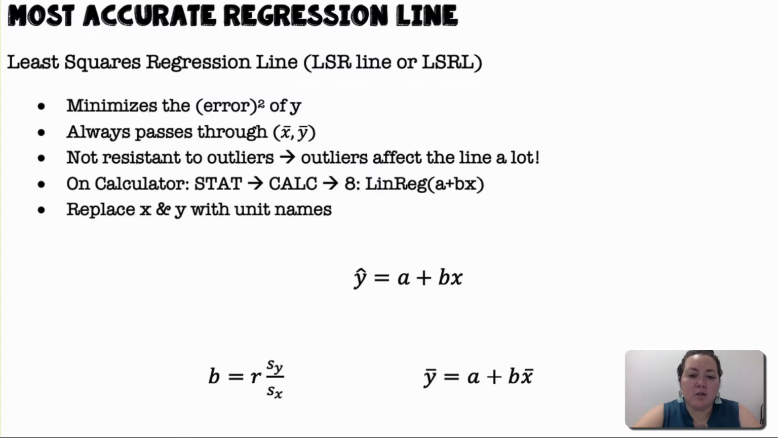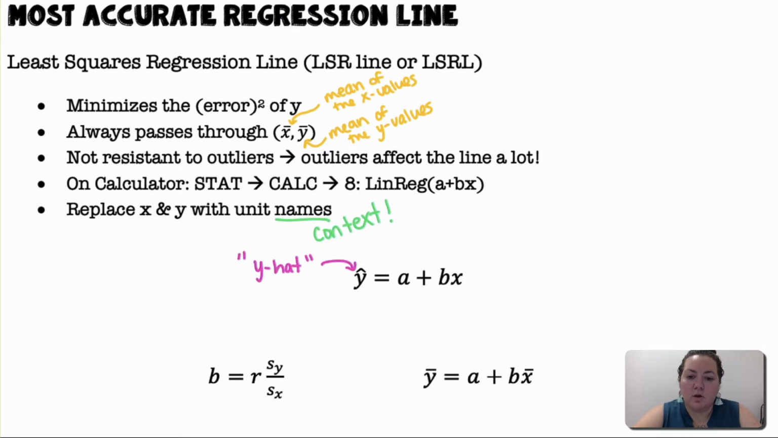It always passes through the ordered pair x bar, y bar, where x bar is the mean of your x values and y bar is the mean of your y values. It is not resistant to outliers, so outliers do affect the line a lot. To get this on your calculator, you would go to Stat, Calc, Option 8, Linear Regression a plus bx on the 84. And then we'll replace x and y with their unit names when we're writing the equation, so that we have it in context.